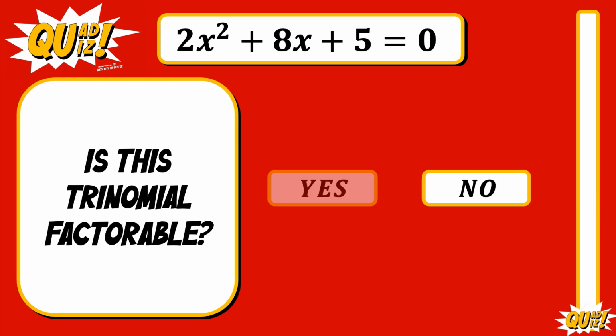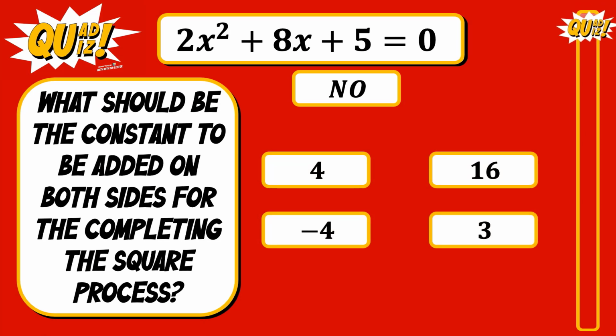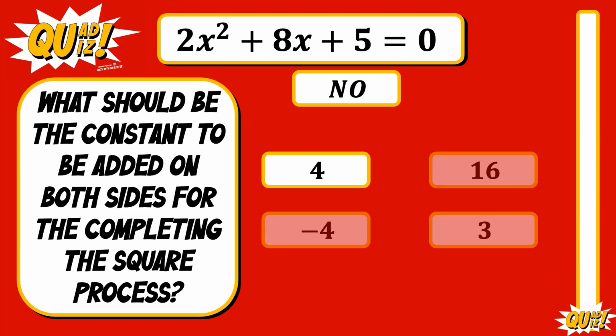The correct answer is no. Next question. What should be the constant that must be added on both sides for completing the square process? The answer is 8.